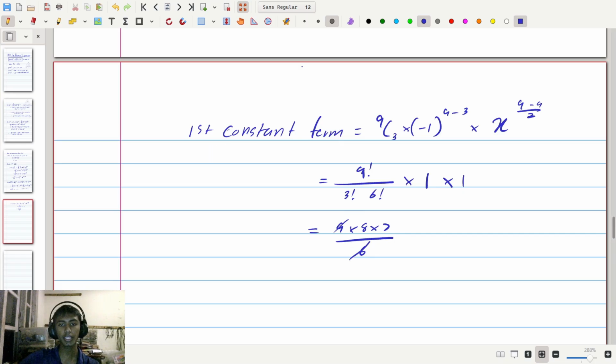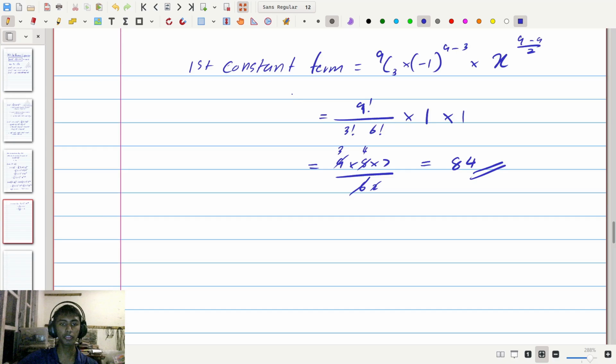If we cancel the 3 here, we can get 3. If we cancel the remaining 2 with this 8, we can get 4. 3 times 4 is going to be 12, and 12 times 7 is going to give us 84. So therefore, the first constant term, not 34 rather, 84. The first constant term is 84.